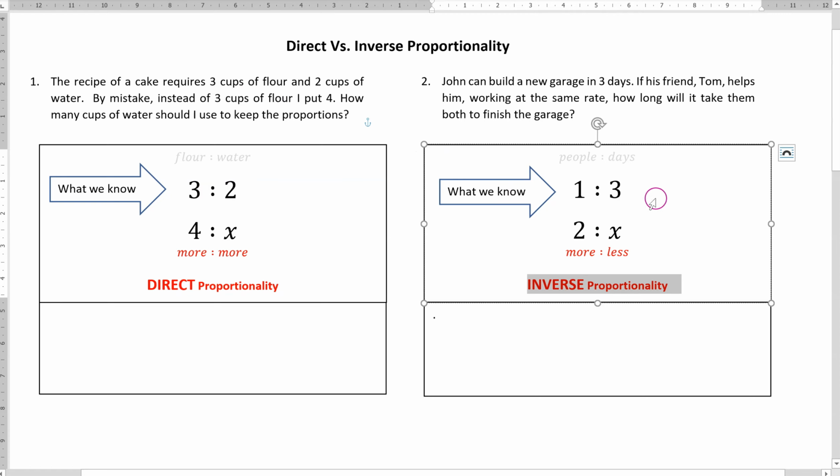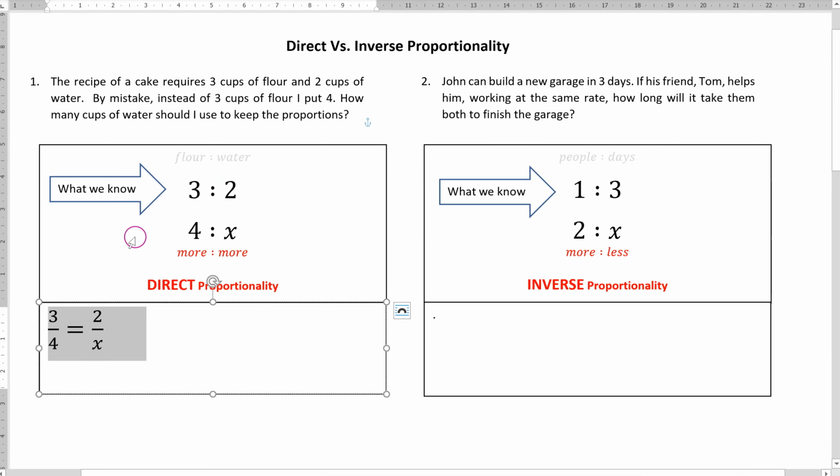The way we're going to solve them both is similar, using proportions. This one is a direct proportionality. We're going to write 3 over 4 equals 2 over x. And here is your proportion. And obviously from here you solve it the same way I taught you: x equals the product of the means, 2 times 4 over 3.